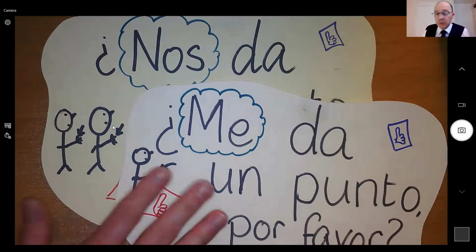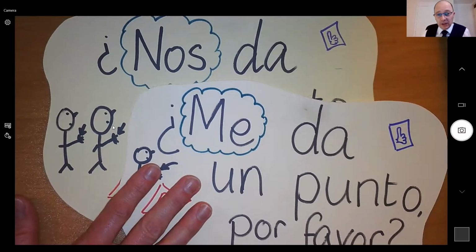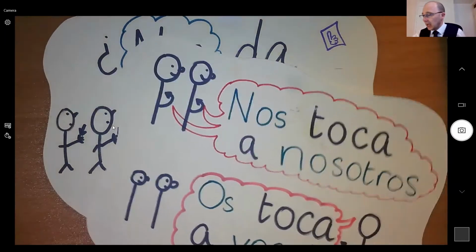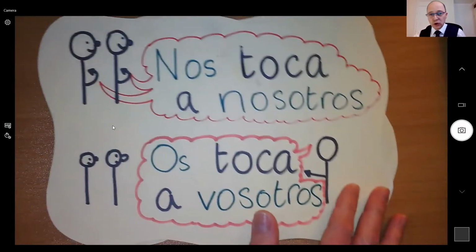If you'd like copies of any of these, you'll find them on my blog. This is Classroom Language Visuals, and they're all there. You can just download them and use them. I always photocopy them onto cards. I never laminate them, mainly because if the sun is shining on a laminated card, you can't read it. I just reprint them once a year or something, and they're just blue tacked. So, nos da un punto, me da un punto, nos toca a nosotros, or os toca a vosotros.